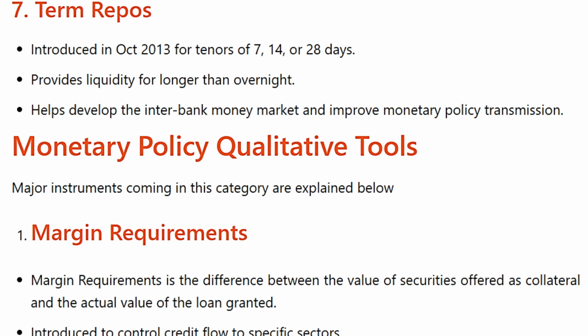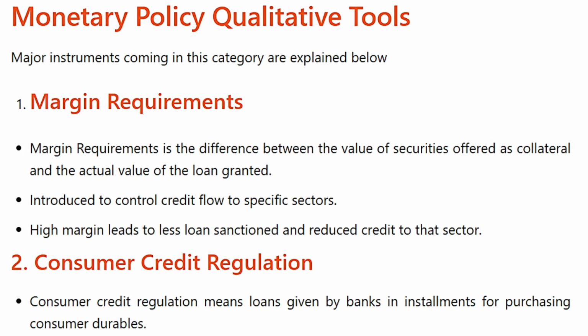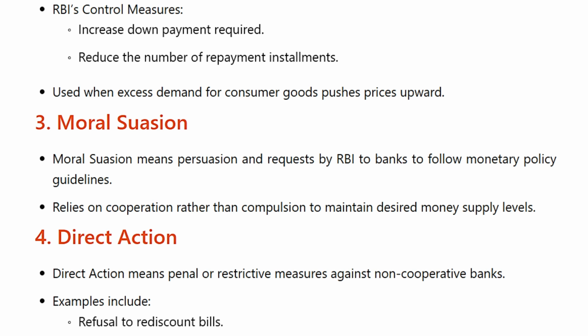Margin requirements. Margin requirement is the difference between the value of securities offered as collateral and the actual value of the loan granted. Introduced to control credit flow to specific sectors. High margin leads to less loans sanctioned and reduced credit to that sector. 2. Consumer credit regulation. Consumer credit regulation means loans given by banks in installments for purchasing consumer durables. RBI's control measures: increase down payment required, reduce the number of repayment installments. Used when excess demand for consumer goods pushes prices upward.